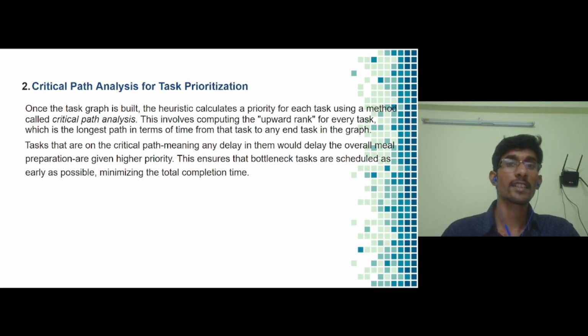The second step involves the critical path analysis for task prioritization. Once the task graph is built, the heuristic calculates the priority for each task using a method called critical path analysis. This involves computing the upward rank for every task, which is the longest path in terms of time from the task to any end task in the graph. Tasks on the critical path, meaning any delay in them would delay the overall meal preparation, are given higher priority.